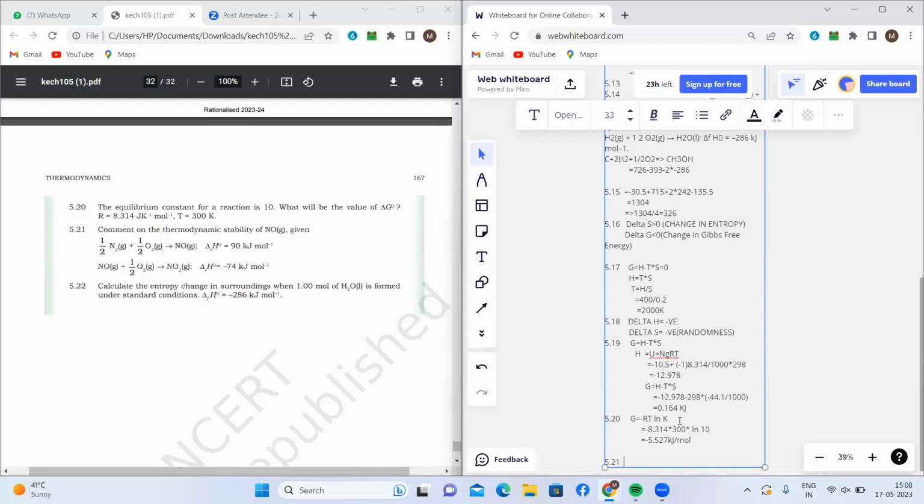5.21 penultimate, last second. Comment on the thermodynamic stability of NO. हमको thermodynamic stability of NO पे comment करना है. Simple है, अपने को delta H निकालना है. अगर delta H अपना जो आया उस हिसाब से अपने thermodynamic stability पे comment कर देंगे. So अपने को दिया हुआ है NO gases के लिए delta H 90 kilojoule per mole.